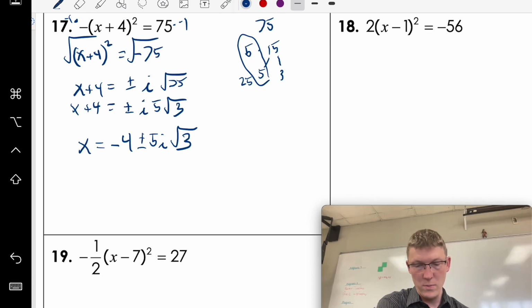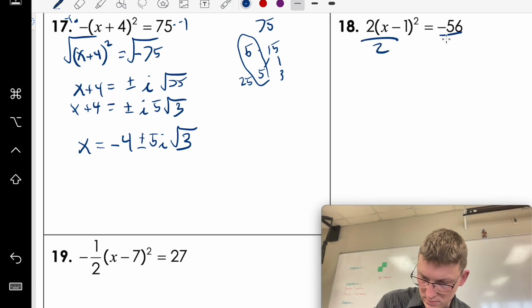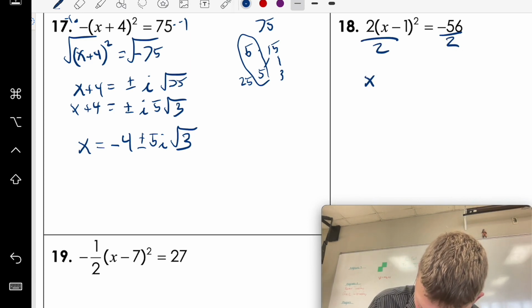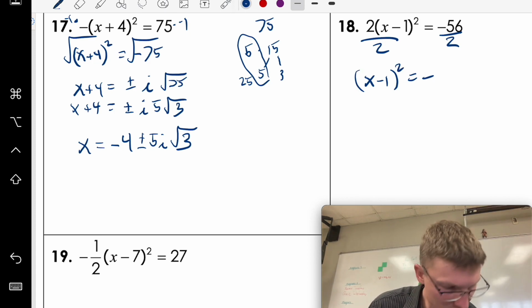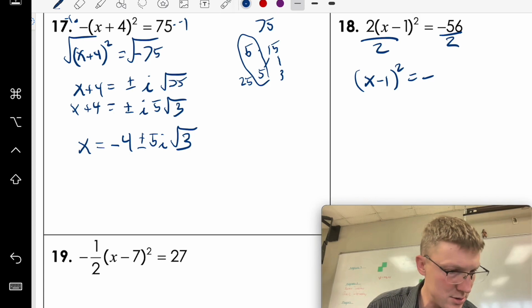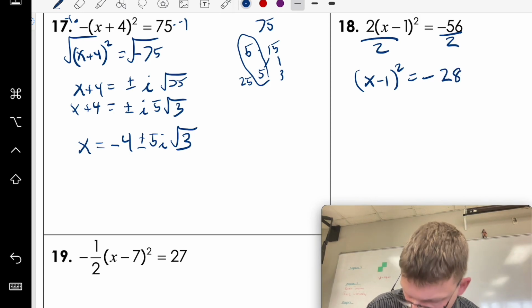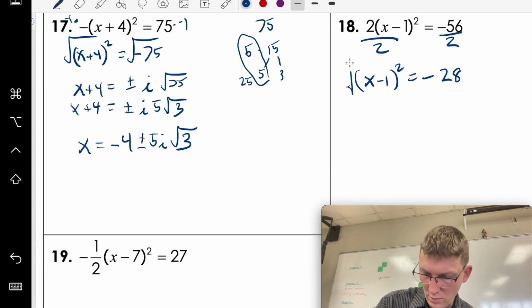And there you go. Okay, so let's try the same thing for 18. We've got a 2 in front. That's okay. We'll divide both sides by 2. We'll have x minus 1 quantity squared equals negative, whatever 56 divided by 2 is, 28. I knew that. Square root both sides.